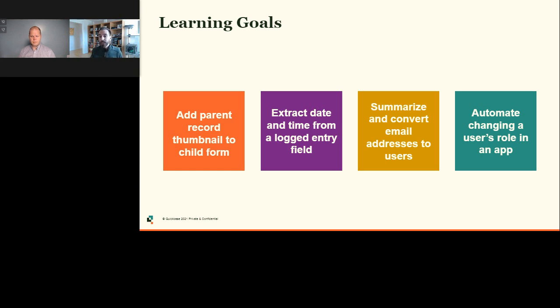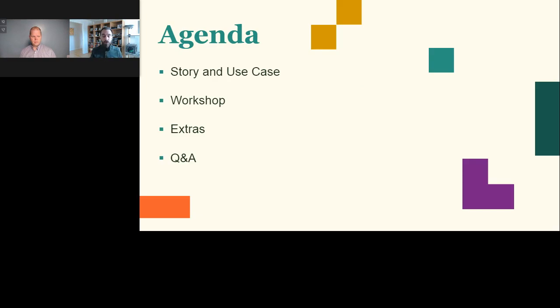Lastly, we'll be looking at how we can automate changing a user's role in an app with a little bit of help from formulas and a little bit of help from pipelines. So with those 4 learning goals in mind, we'll go ahead and jump into the agenda for today. So we're going to put ourselves in the shoes of a builder for a local company out in Utah. And we're going to be solving the use case for them as we work through these different exercises.